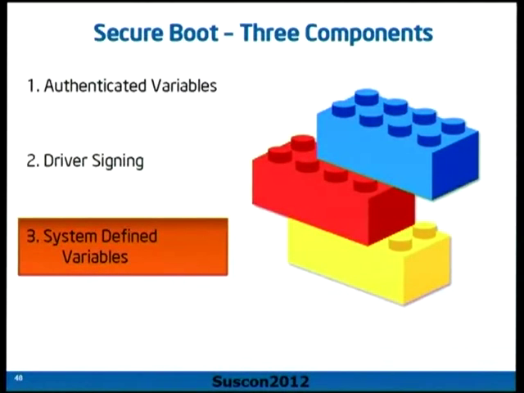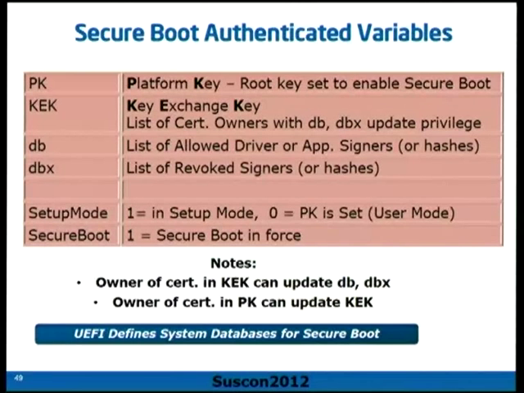Also keeps you from running any of the older OSs, the legacy OSs. So we'll talk about the system variables defined in Secure Boot. So there's the PK, the platform key. This is the key that's in the NVRAM in the BIOS in the system that enables Secure Boot, and that's specific to your particular platform.